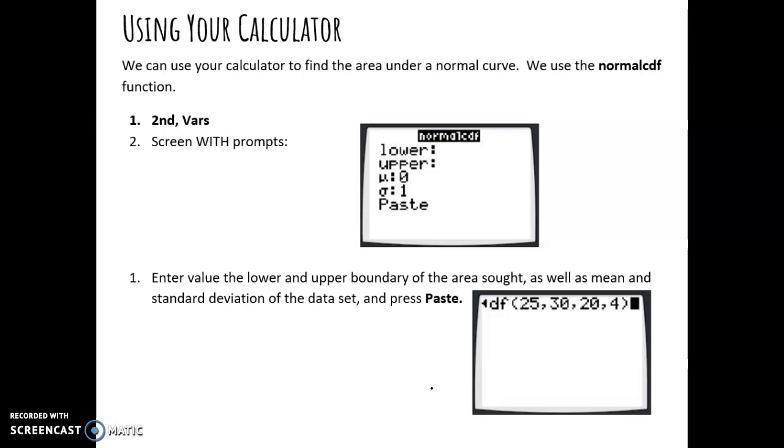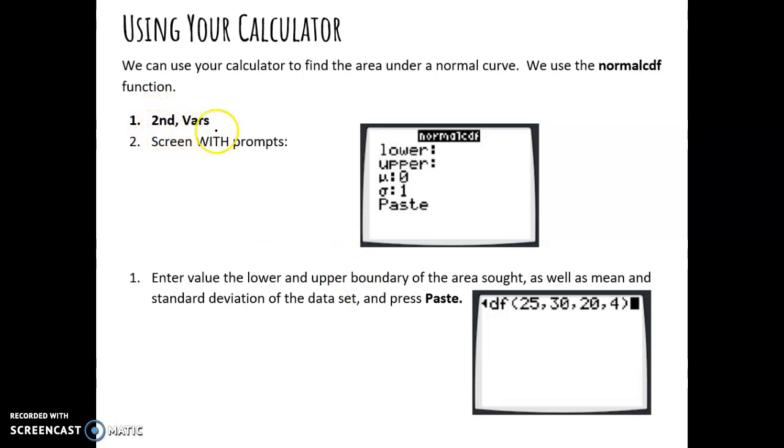Now, you can use your calculator to find the area under the normal curve. It can be the area to the left, such as the area we found in the table. It can be the area to the right, or it can be the area in between. That's the other nice thing about the calculator, you are not limited to just finding the area to the left. Now, to do this, we use our calculator and we hit second vars.